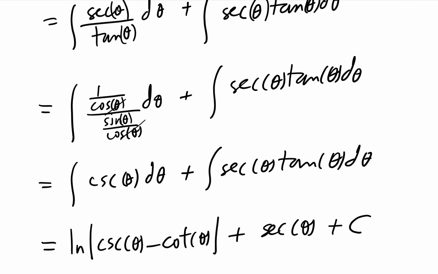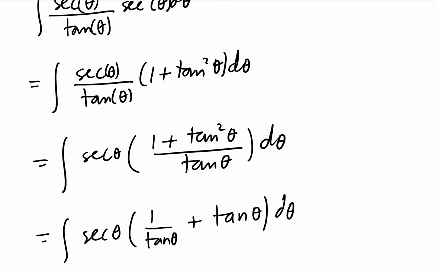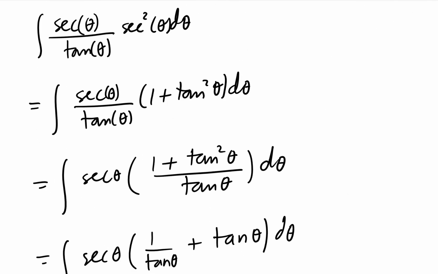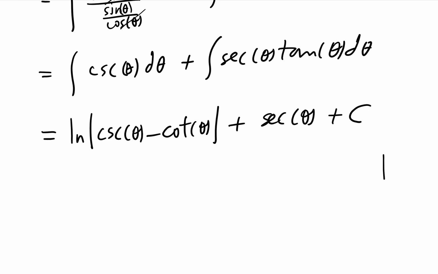But it shouldn't be done yet, because the problem started with x, we need to get everything back to x, right? So we can go back and replace each one of them. From the triangle we had, I can redraw it here so we don't have to scroll back and forth. Opposite over adjacent, and this is the hypotenuse.